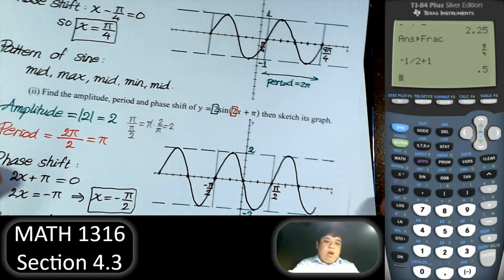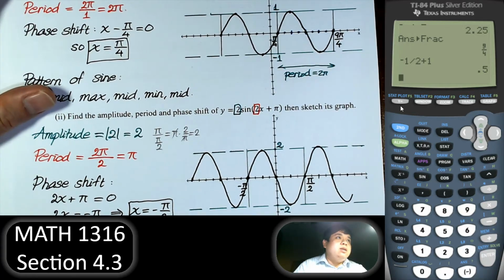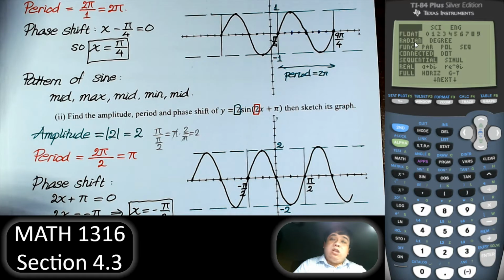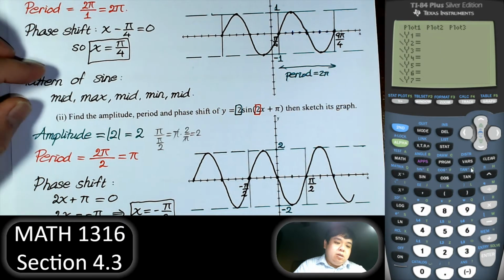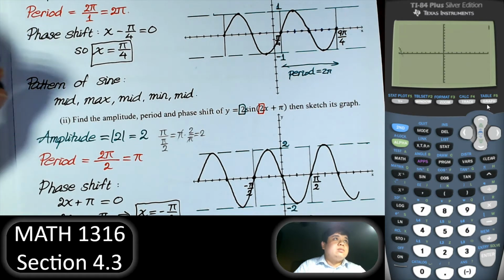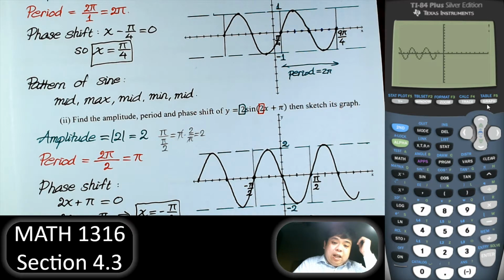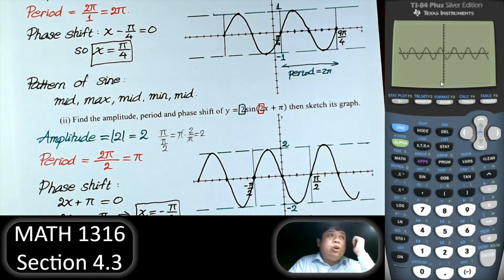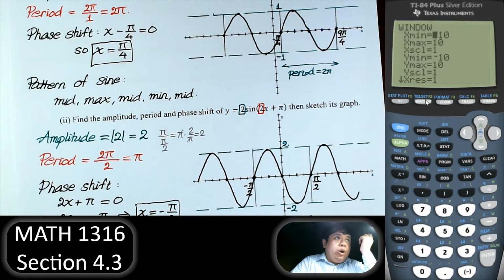Because if we want to graph y equal to, by the way, make sure that it is in the right mode, which is radian. Now we want to graph 2 sine 2x plus pi. Right. Let's change the scale. Let's say it only goes from -2 to 2, so we don't need that many windows.